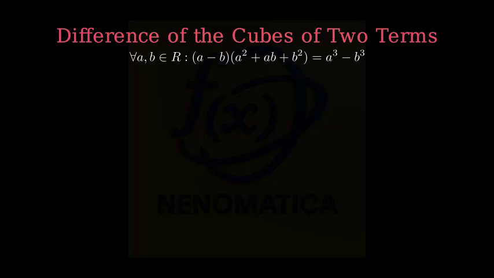Let's first understand what we're trying to prove. For all real numbers a and b, we want to show that when we multiply the difference of a and b by the sum of a squared, a times b, and b squared, we get a cubed minus b cubed. In other words, we need to prove that the product of a minus b and a squared plus ab plus b squared equals a cubed minus b cubed. Now let's start our proof.